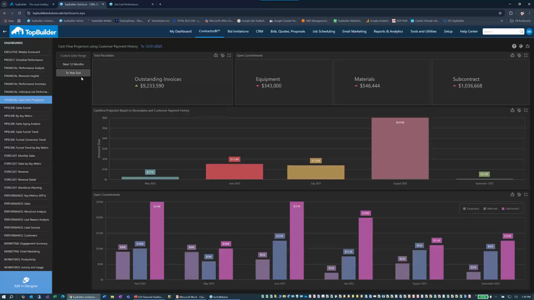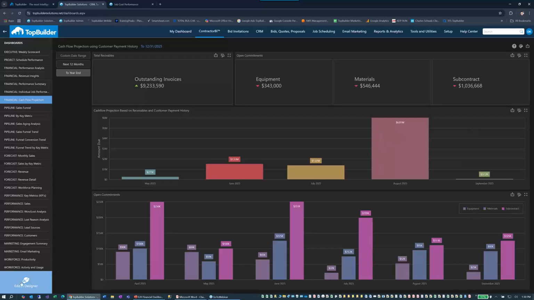Okay, great. But when's that cash coming in, and when are those commitments having to be made? When are we gonna have to write those checks? And so you see the cash flow here coming in May, June, July, August. You can go as far out as you want. And these are using the open balances on your invoices. So the outstanding balances on your invoices.